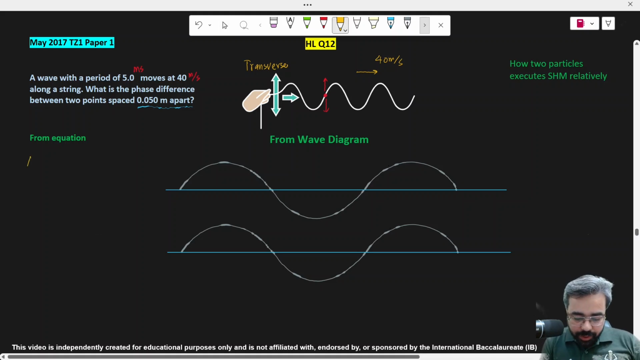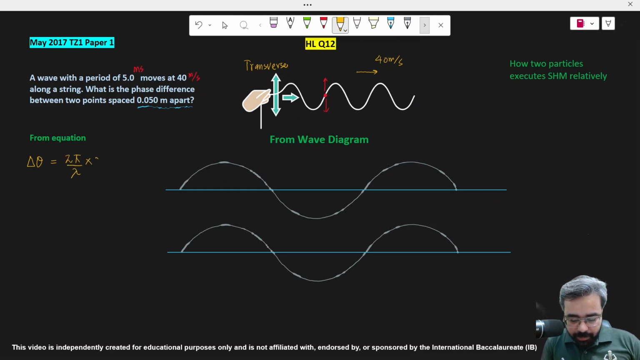If you want to find the phase difference, the equation is 2 pi over lambda multiplied by x. Now x is the distance between the two particles, and this equation always applies for this type of coherent wave whose time period is constant throughout. So let's say the first point is here, and the second point, wherever it is, the distance between them is 0.050 meter.